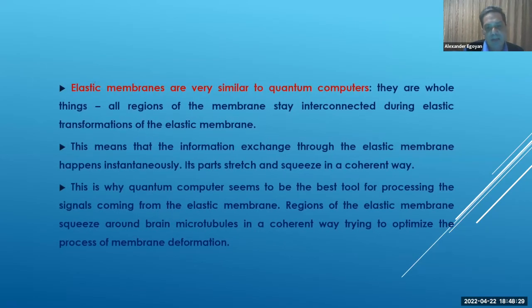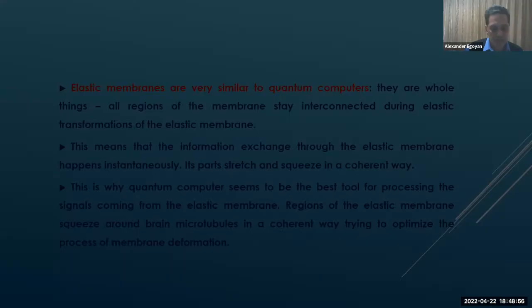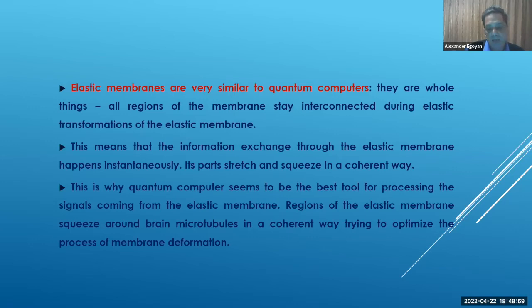Elastic membranes are very similar to quantum computers. They are whole things. All regions of the membrane stay interconnected during elastic transformations of the elastic membrane. This means that the information exchange through the elastic membrane happens instantaneously. Its parts stretch and squeeze in a coherent way. This is why quantum computers seem to be the best tool for processing the signals coming from the elastic membrane. Regions of the elastic membrane squeeze around brain microtubulus in a coherent way, trying to optimize the process of membrane deformation.